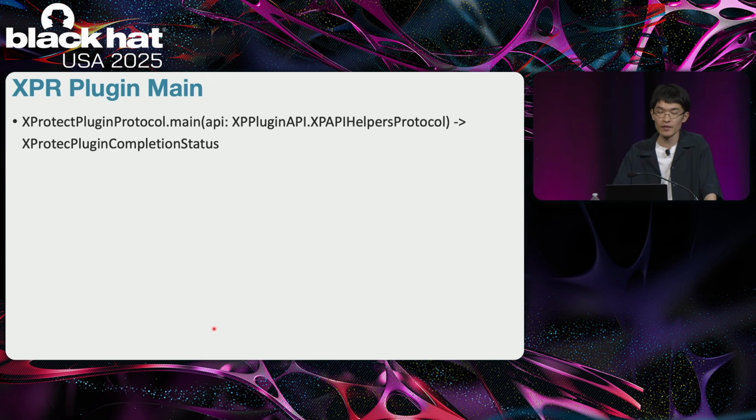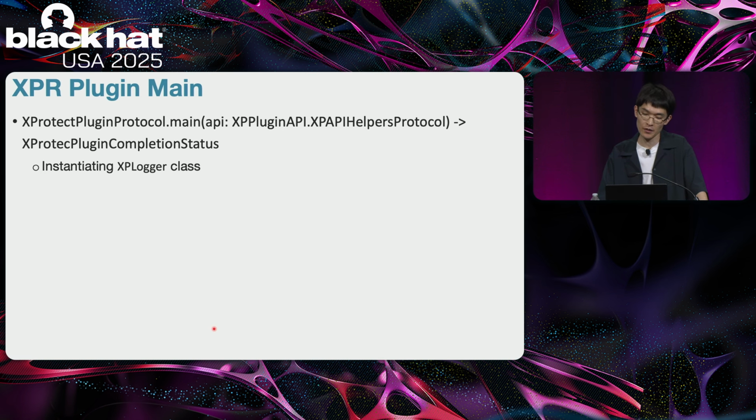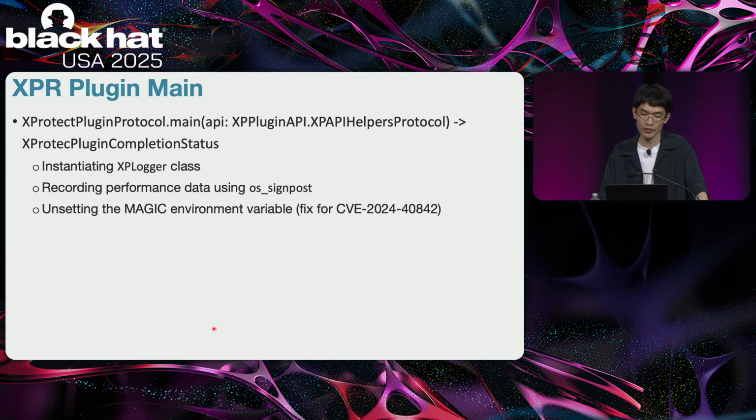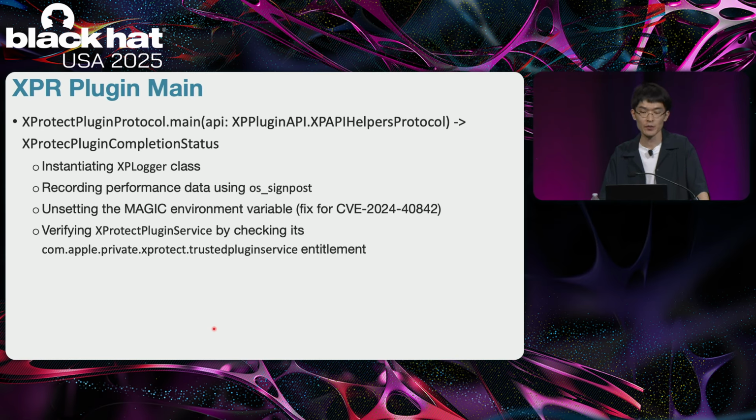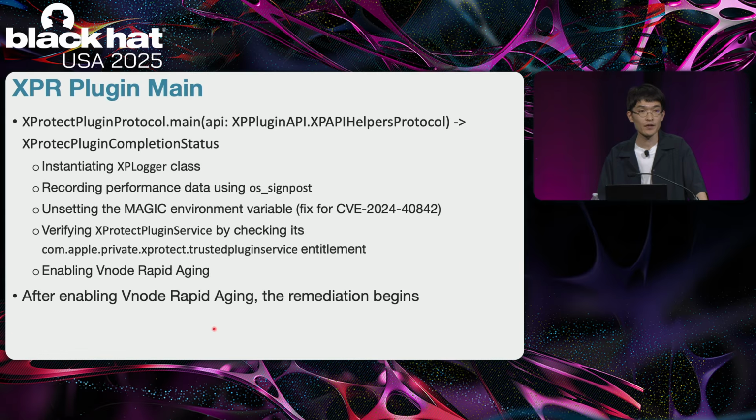Now, execution eventually goes to the plugin main function. This function creates an instance of the XP logger class, measures its performance data using OS signpost, removes an environment variable, which is a fix for TCC Symphonic vulnerabilities, verifies entitlements of the XProtect plugin service, and enables vnode rapid aging. And after enabling vnode rapid aging, the remediation begins.